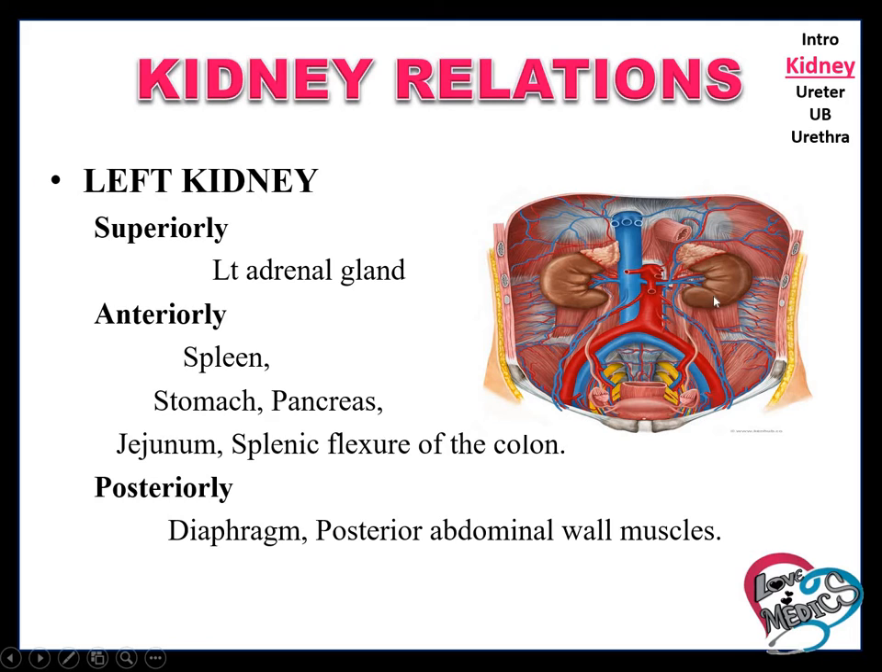In the left kidney, superiorly, the adrenal gland is present. Anteriorly, the spleen, stomach, pancreas, duodenum and splenic flexure of the colon are present. And posteriorly, the diaphragm and posterior abdominal wall muscles are present.